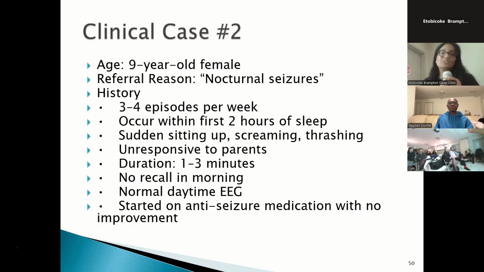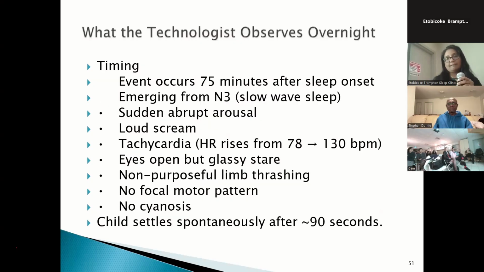So, clinical case 2: a 9-year-old female. Referral reason: nocturnal seizures. History: 3 to 4 episodes per week, occurring within the first 2 hours of sleep, sudden sitting up, screaming, thrashing, unresponsiveness to parents, duration 1 to 3 minutes, no recall in the morning, normal daytime EEG, started on anti-seizure medication with no improvement.